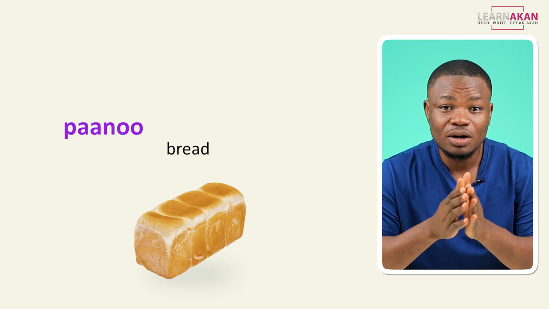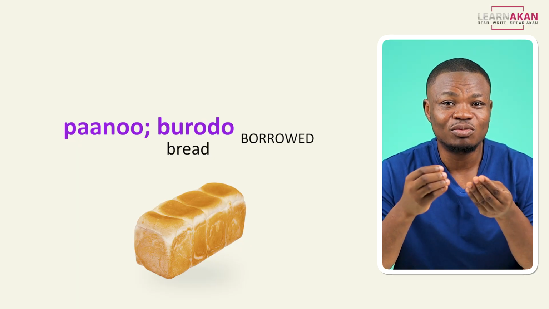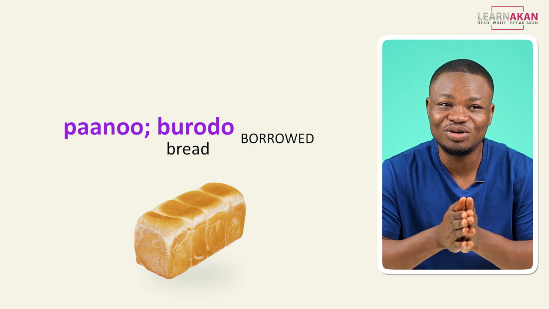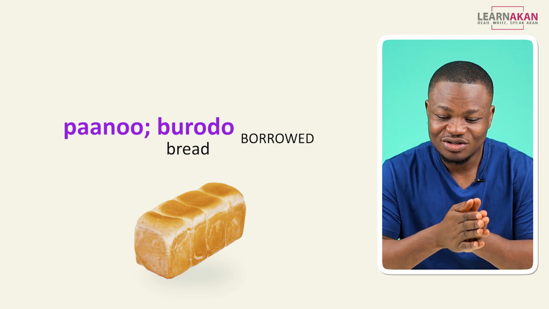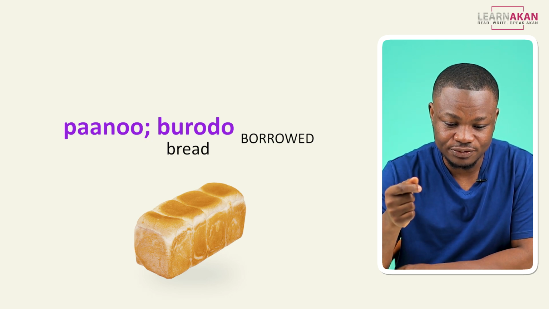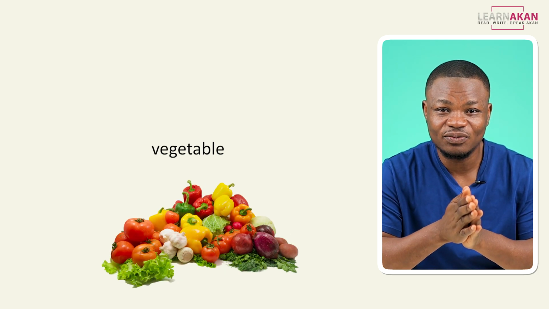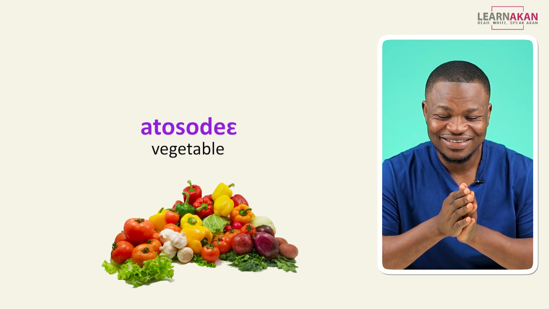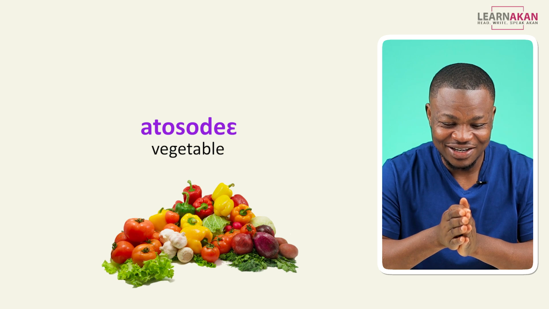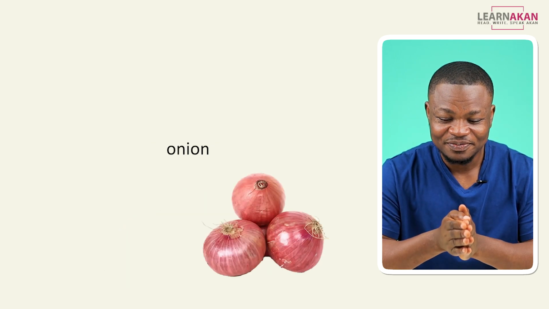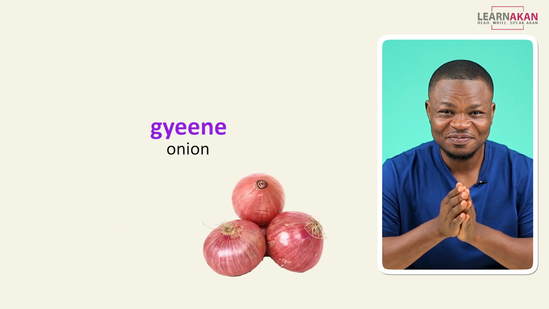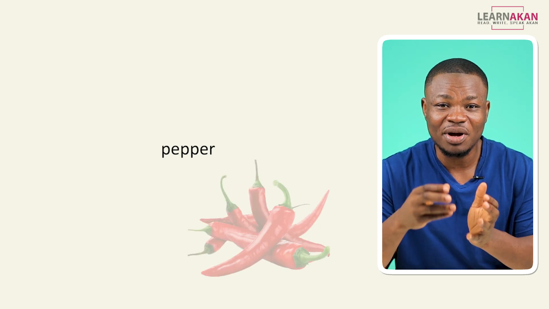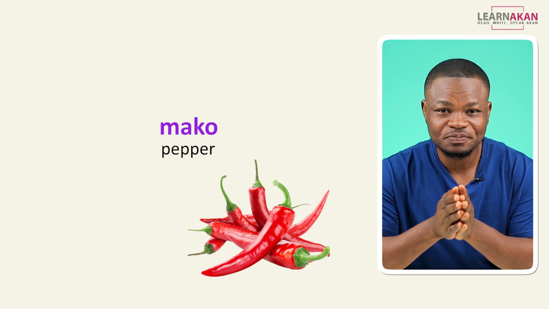Pano or brodo. So brodo obviously is borrowed from bread. Okay, so we have pano or brodo. Next we have vegetable, and that is atosodie. All right, and then we have onion, and that is jeni, and then we have pepper, and that is meku.